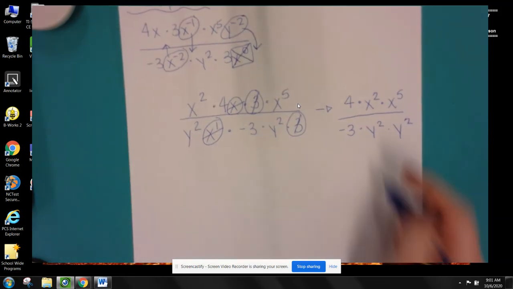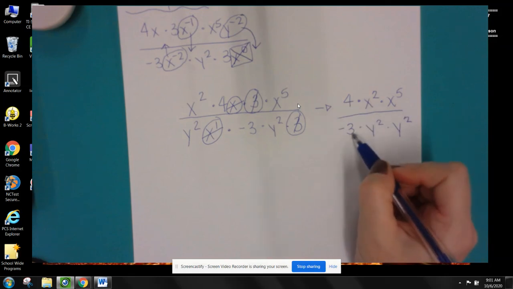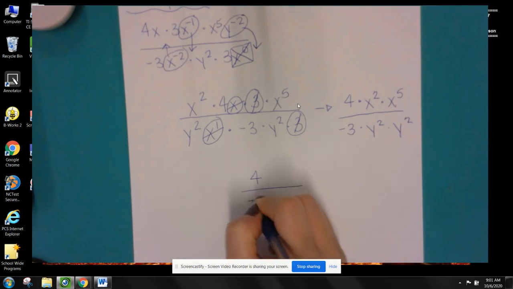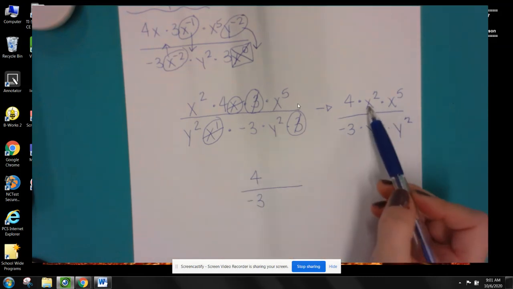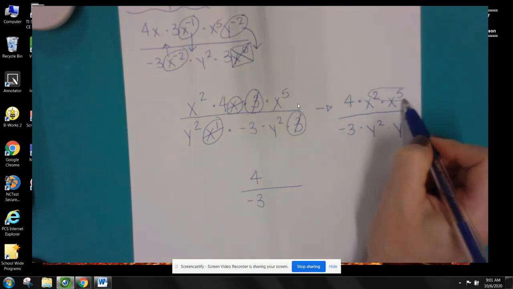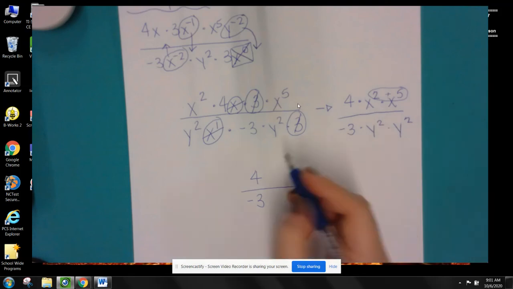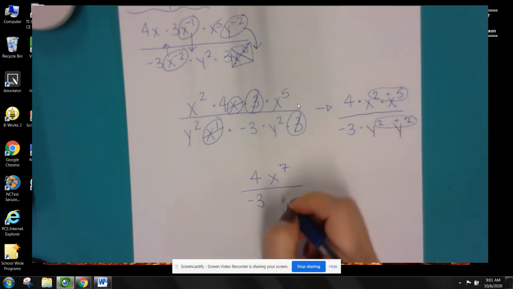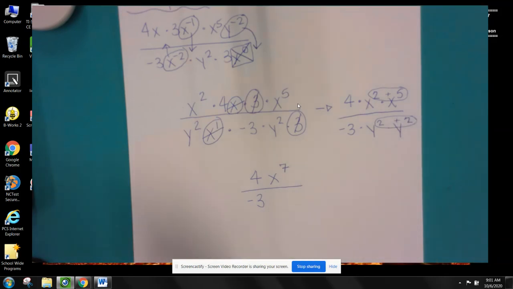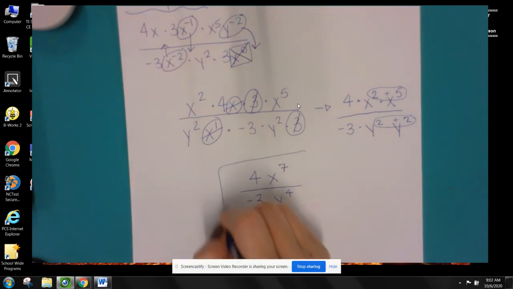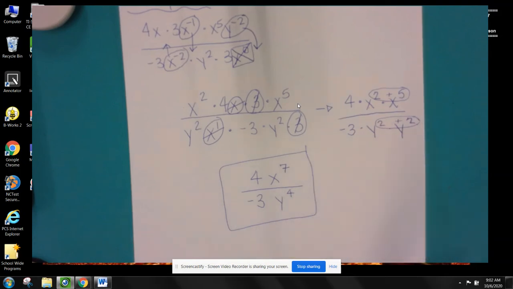Now 4 does not equally divide by 3, so I'm going to leave that as it is. X squared times x to the 5th, I can combine these two exponents using addition. So that will be x to the 7th. And y squared, I can combine those using addition because they're on the same level of my fraction. So that would be y to the 4th. And that is the end of that one.